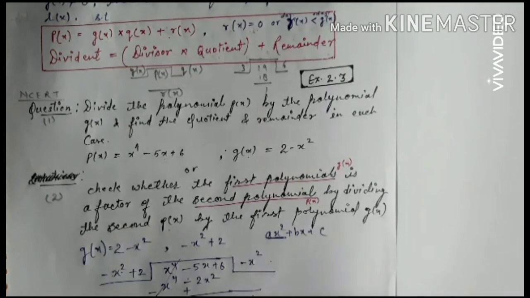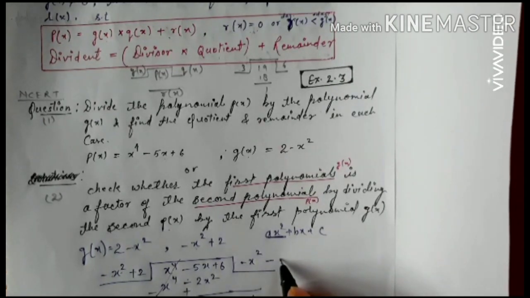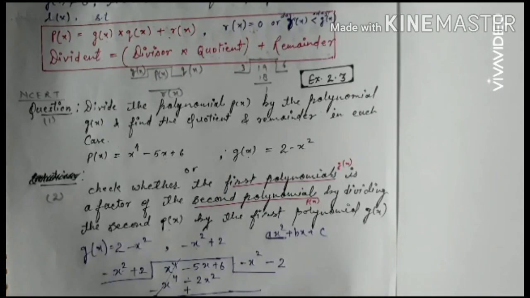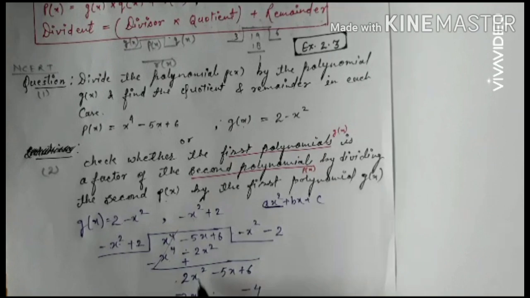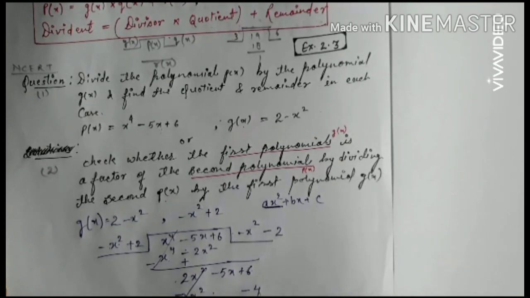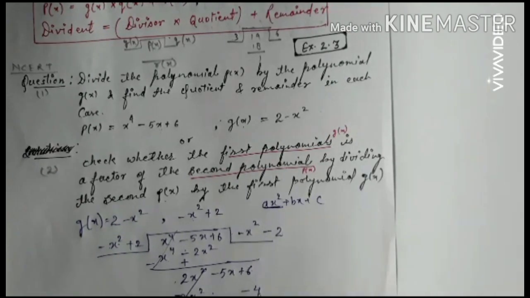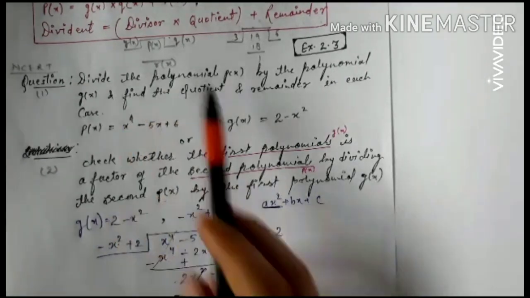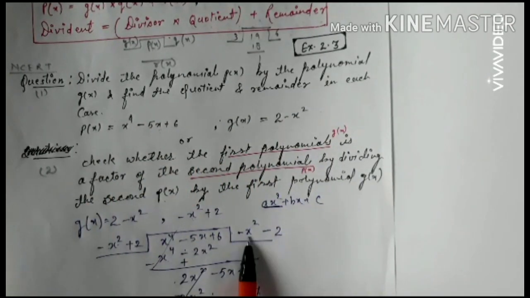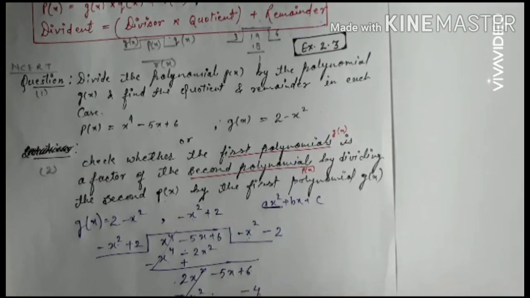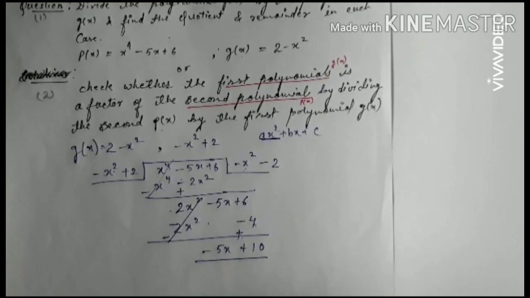Now it is minus 2. So minus minus plus 2x square, minus minus, and we write here minus 4. Again sign change, cancel out, this becomes minus 4x, plus 6 plus 4 is 10. So this is your remainder. We have divided the first polynomial by the second polynomial. We get the quotient as x square minus 2, and as the remainder it is minus 5x plus 10.